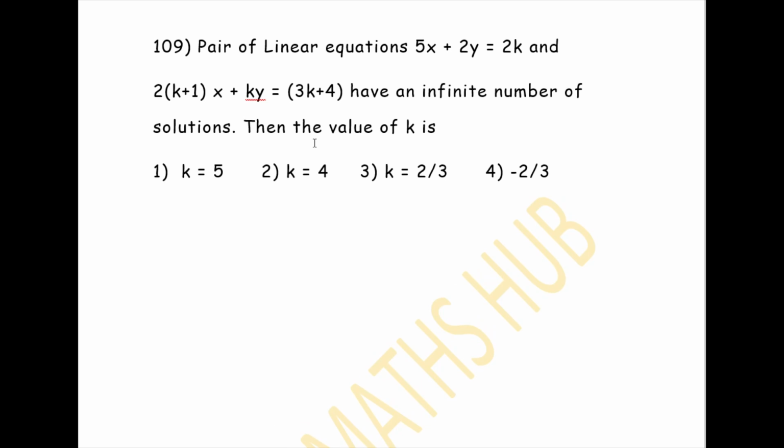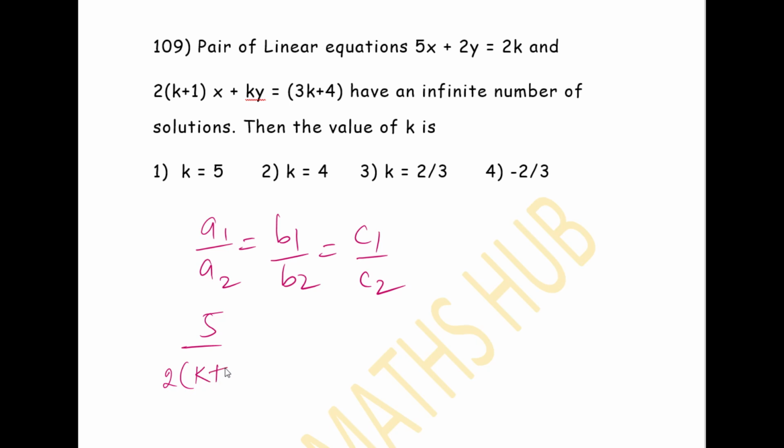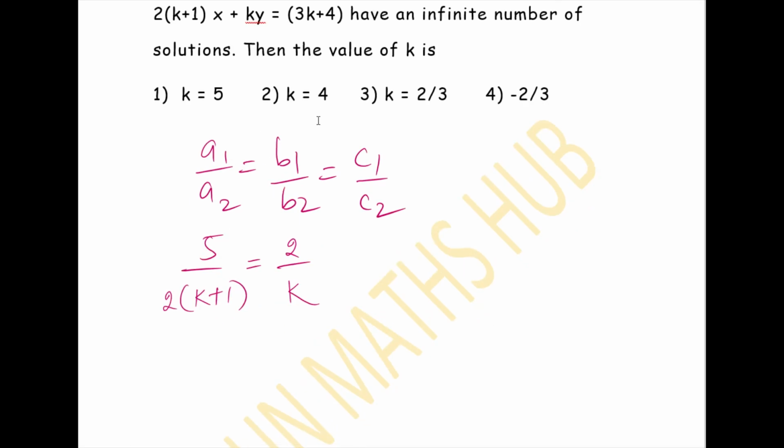The pair of linear equations 5x plus 2y equals 2k and 2 times k plus 1 x plus ky equals 3k plus 4 have infinite number of solutions, then the value of k. For infinite number of solutions, the condition is a1 by a2 is equal to b1 by b2, which is equal to c1 by c2. What is a1? a1 is 5. What is a2? a2 is 2 times k plus 1. What is b1? b1 is 2. b2 is k. I'll consider the ratio a1 by a2 equals b1 by b2.